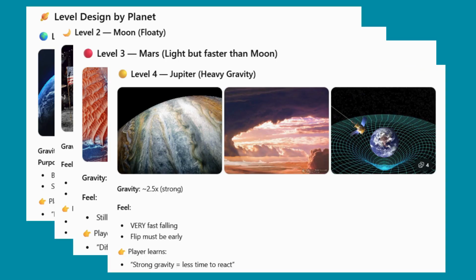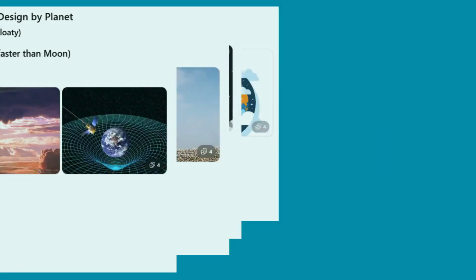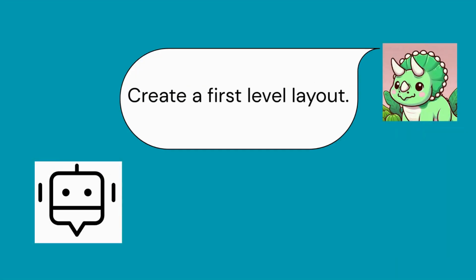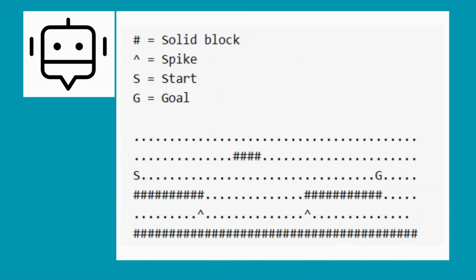That's a really nice level progression. It starts with something familiar, Earth, so the player can learn the controls. Then it changes the feeling step by step. Next, I needed level layouts. So I asked, create a first level layout. And AI generated this. That's pretty cool, right? You can actually design a stage layout just by chatting with AI.